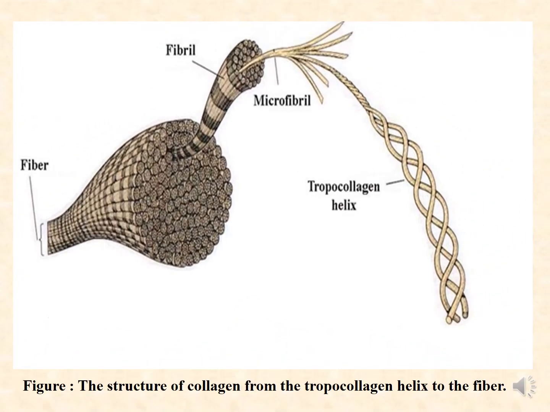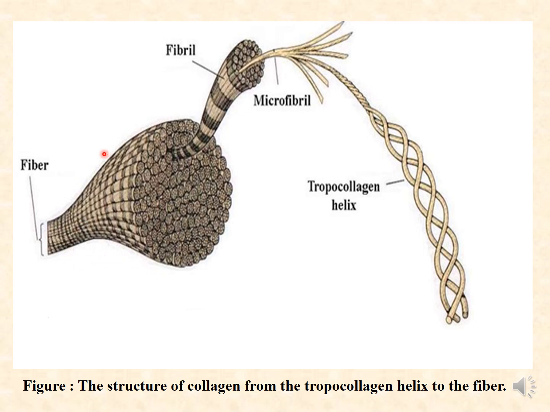Within a bundle, the collagen fibers are held together by a small amount of mucoprotein. So the fibers are linked together in the bundle by the presence of a quantity of mucoprotein. This is the structure of a fiber. This is a single collagen fiber.